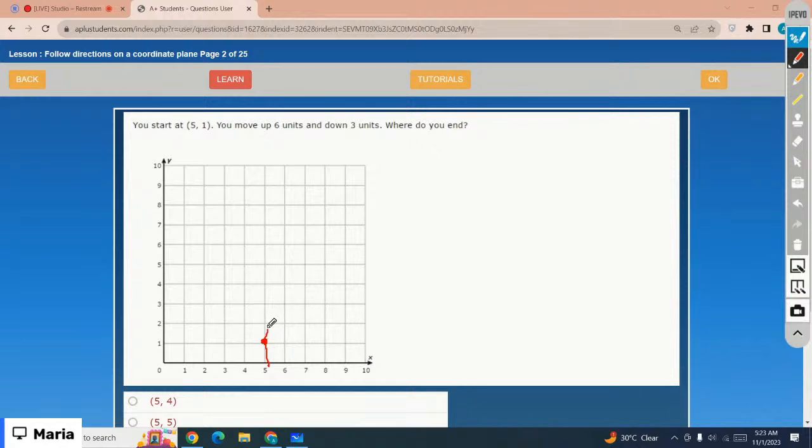Let's just move 1, 2, 3, 4, 5, 6. Right? Here I am. And move down 3 units again. 1, 2, and 3. You ended up here, right? That is x is 5 and y is 4. So the point is 5 and 4. Got it? The correct option is 5 and 4.